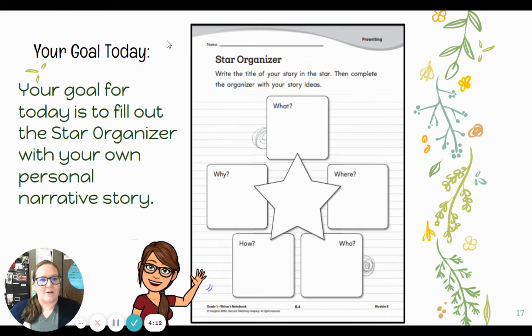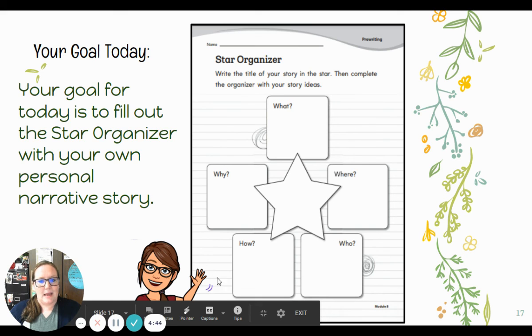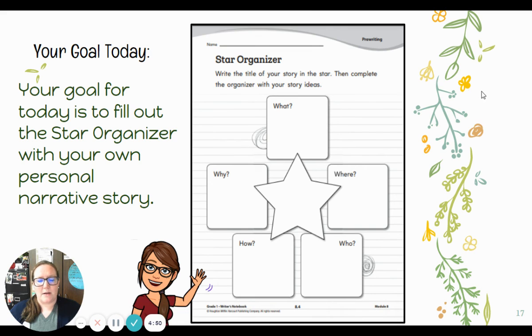All right, friends, so your goal today is to fill out the star organizer with your own personal narrative story. You do not have to do the organizer for The Kissing Hand. Miss Davis did that one for you, but I would like for you to do a star organizer for your personal narrative story, thinking about the title for your story. What is the problem? Where is the setting? Who is the person helping you? How did they help you? And why did they help you? All right, working on your star organizer today for your personal narrative.